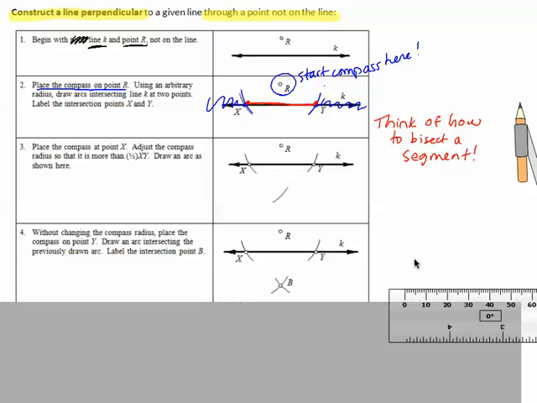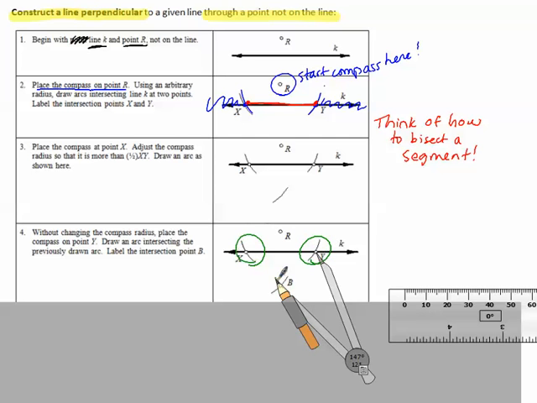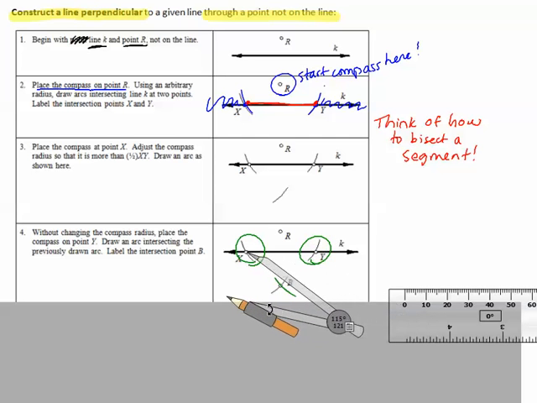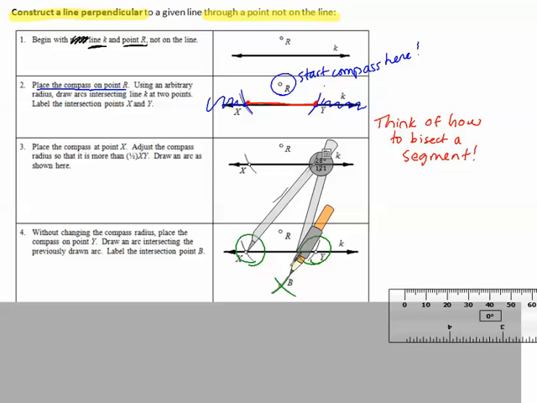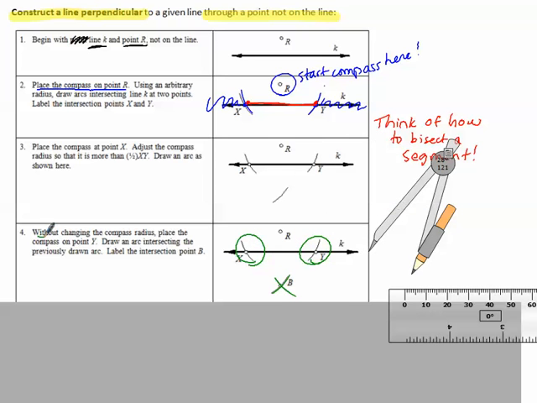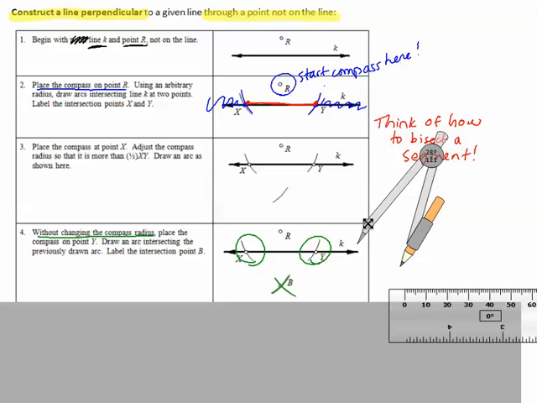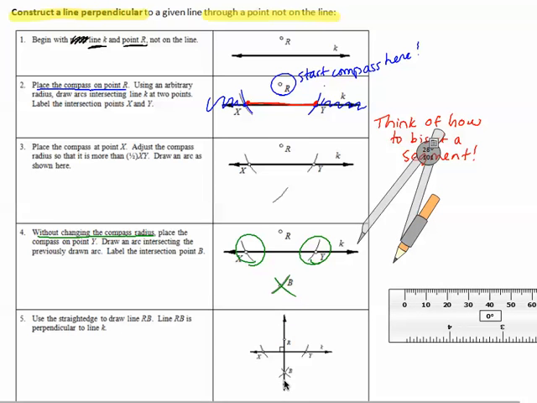Here are the two steps in the two different pictures. We're getting our compass over to each endpoint. So our compass goes here and our compass goes here, and that's where we draw those two little arcs that meet each other. Notice the directions specifically say, without changing the compass radius, you place the compass on the other point. Don't change the size of the opening of the compass. Once you have those two little marks down there, now you can make that connection and that line will be perpendicular.